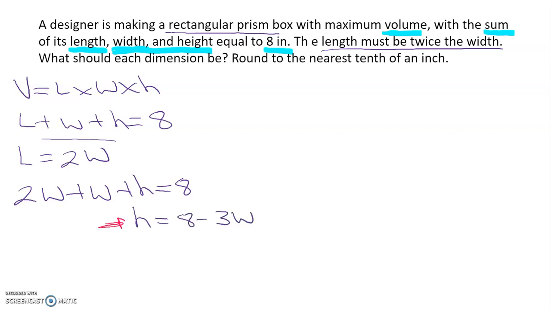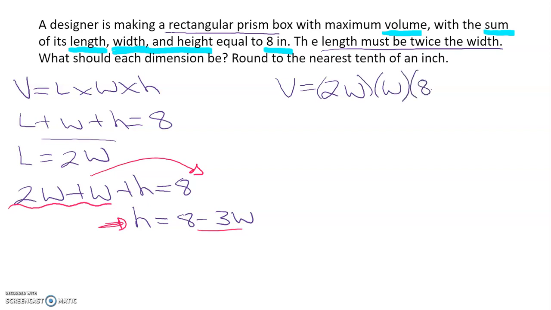Now how did I get this equation here? Well, I combined the 2w and w together, and I just moved them to the other side by changing their positive value into a negative one. So back to the original volume equation, we can just substitute all that back in. So volume is going to equal 2w, because that is my L, times w, times 8 minus 3w.